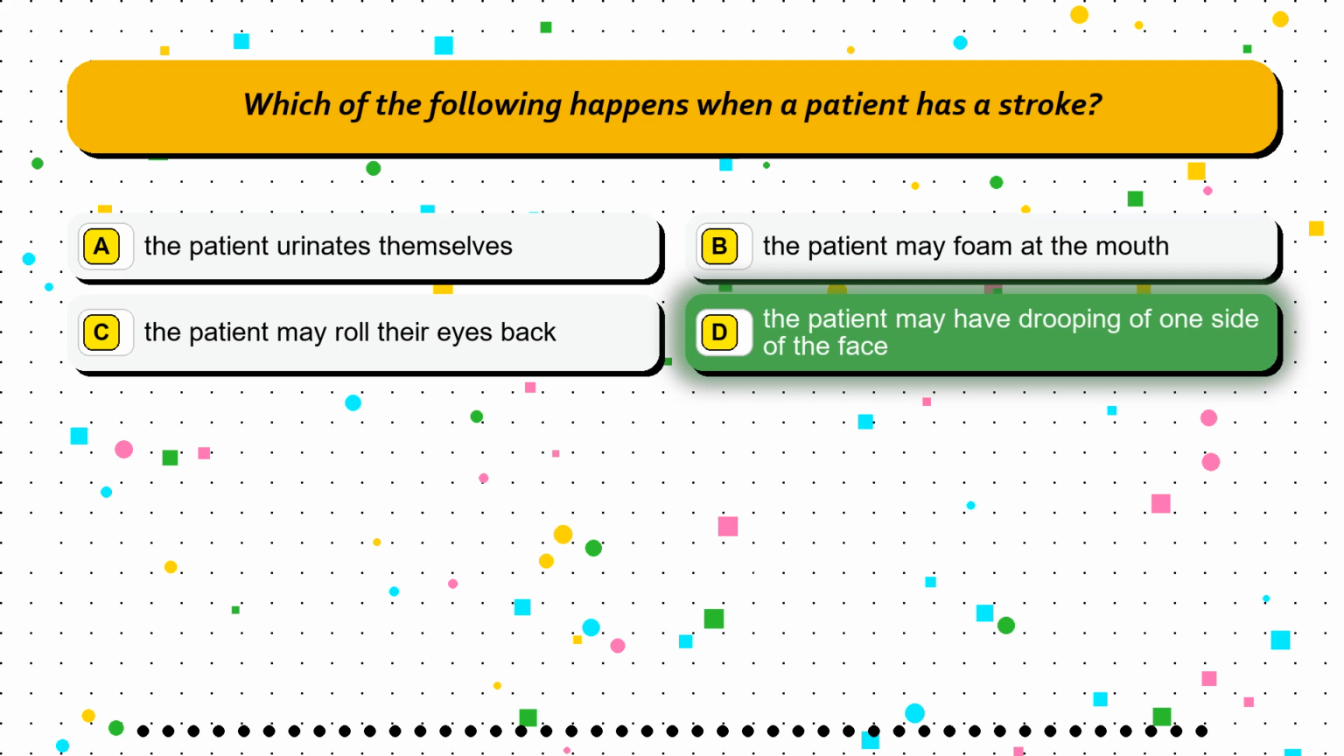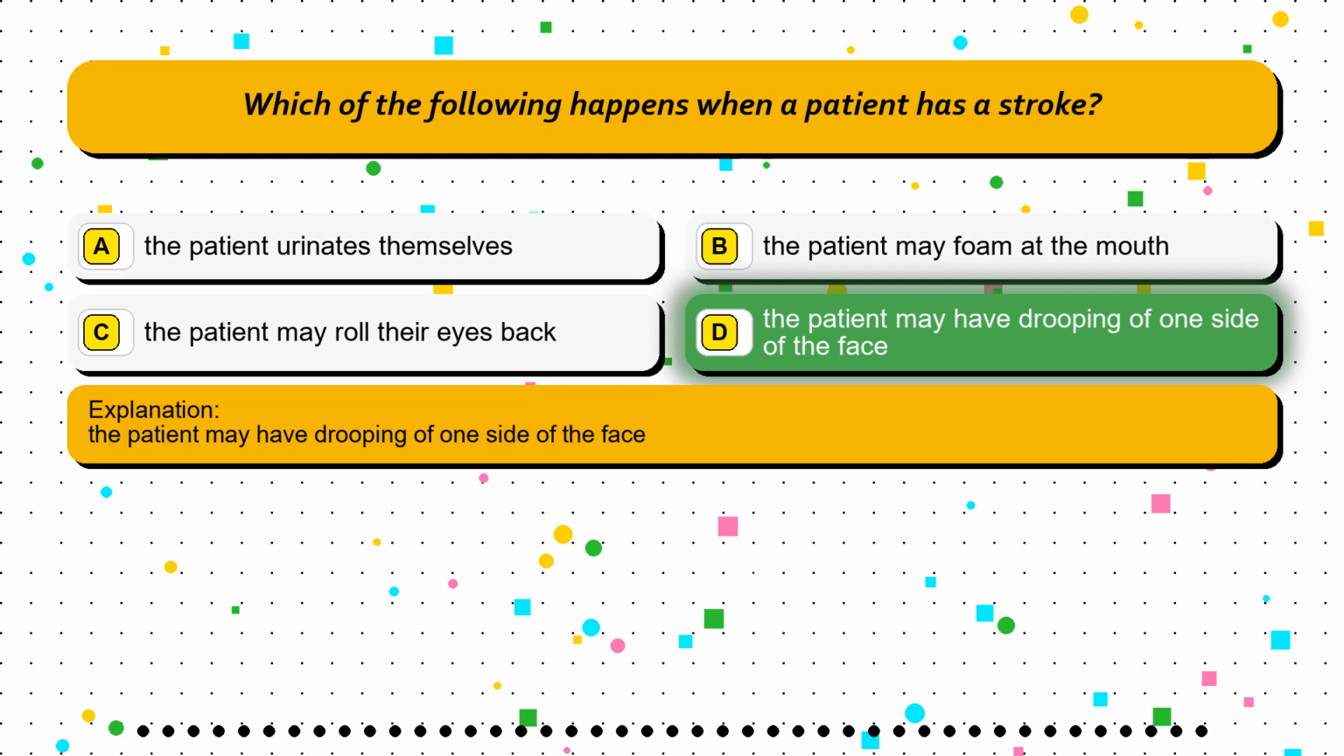The correct answer is option D, the patient may have drooping of one side of the face.